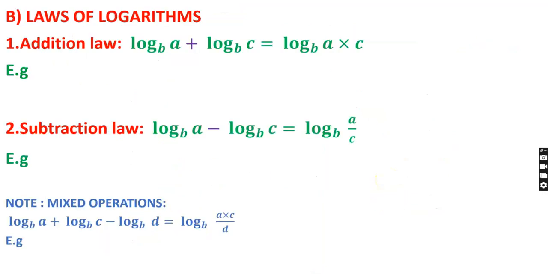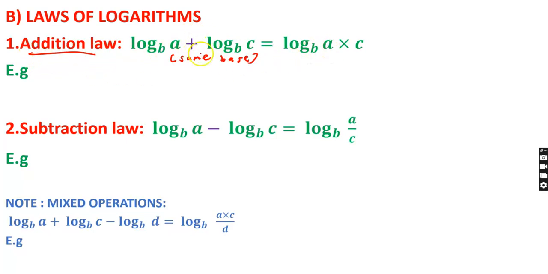So let's move straight away to the laws of logarithms. The first law of logarithm is the addition law. Addition law says that if log a base b plus log c base b, provided they have the same base b, will give you log a times c base b. This is what is called the addition law.